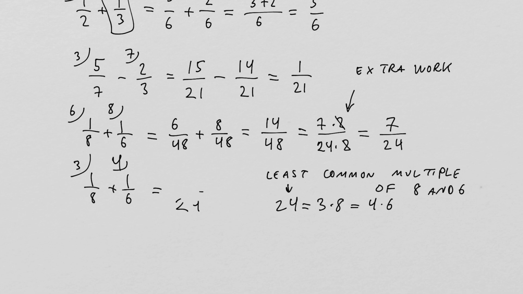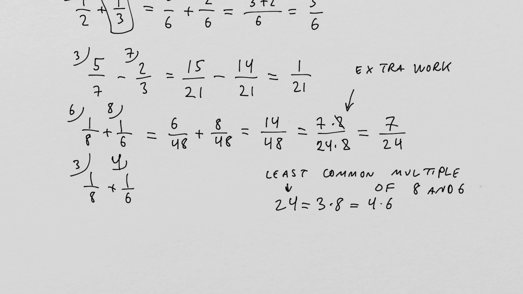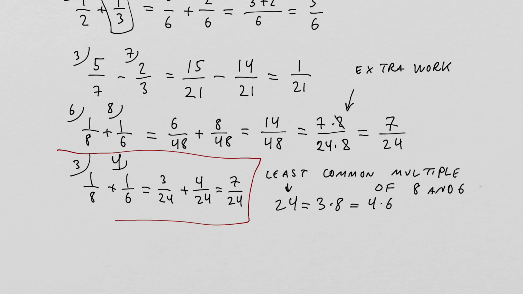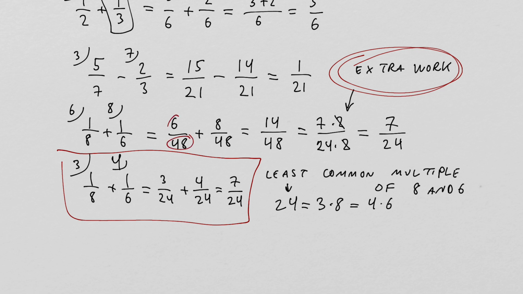We would get 3 over 24 plus 4 over 24. That's in total 7 over 24. In this calculation, we avoided the extra work of having to cancel a number 2. Sometimes this can be important if the numbers coming from the multiplication would be some big numbers.